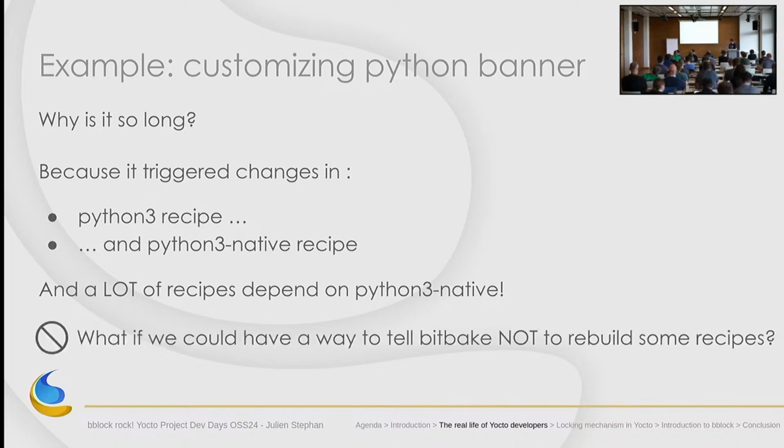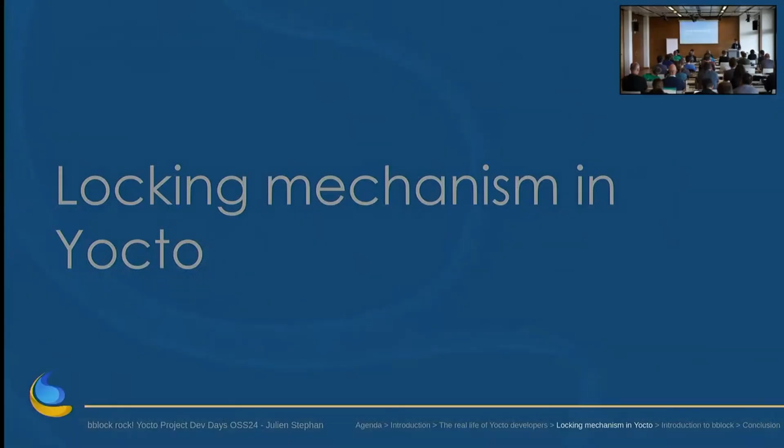So what if we could have a way to tell bitbake to not rebuild some recipes? I mean, in this example, we can understand that you don't have to rebuild Python 3 native and all packages depending on it, just to add a printf in my Python interpreter on the target, right? So that would be awesome if we could do that. So let's have a look at the locking mechanism in Yocto and what is already there.